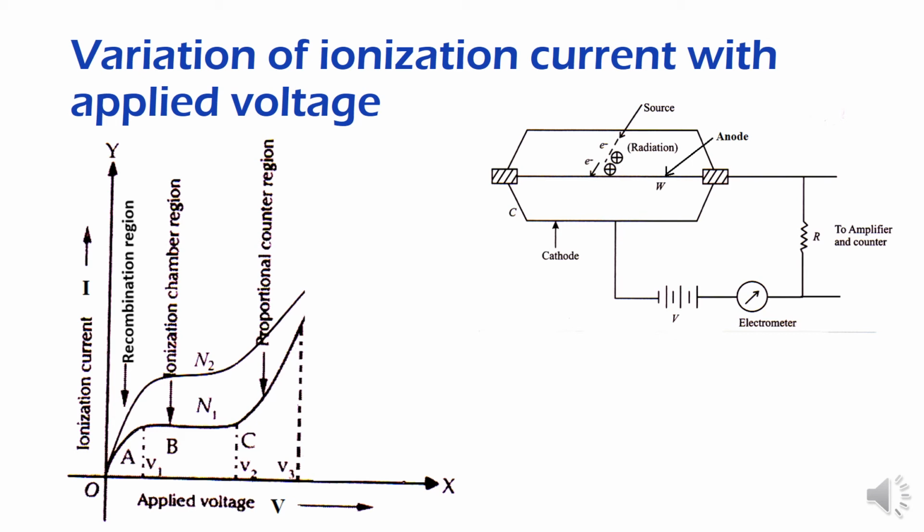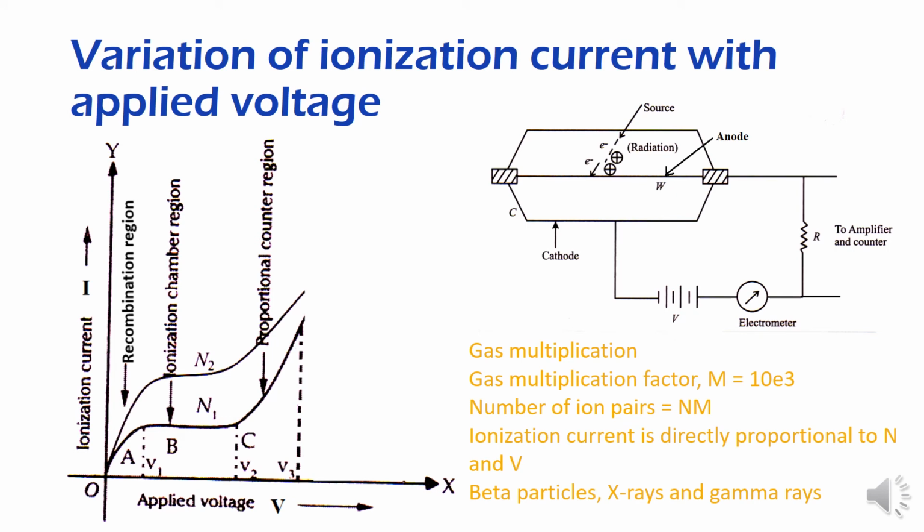As a result, gas multiplication takes place. Now, what is the meaning of gas multiplication? A sudden increase in the number of ion pairs is known as gas multiplication.